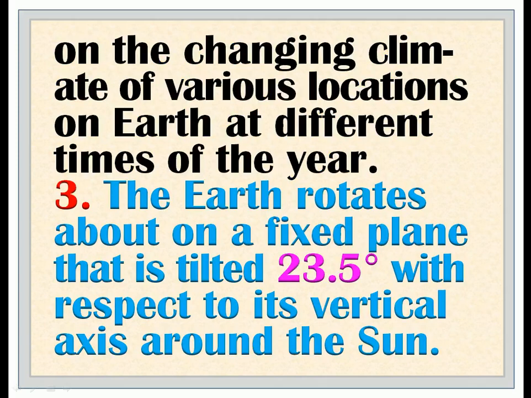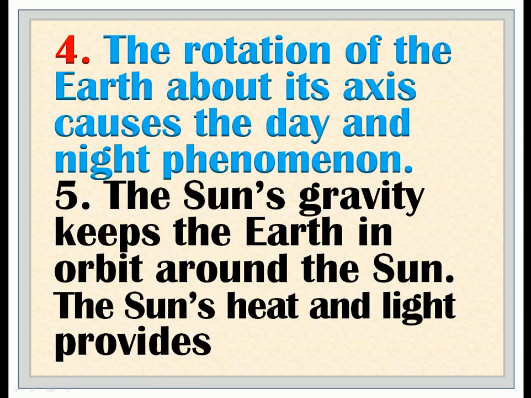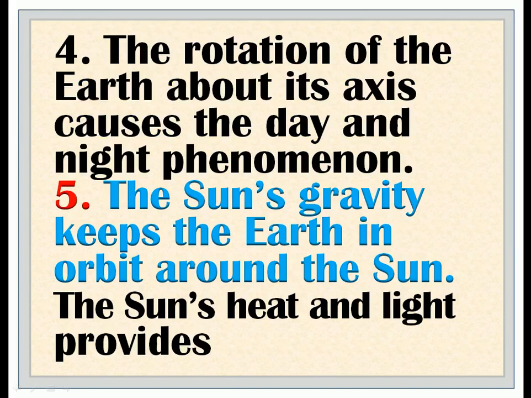3. The Earth rotates on a fixed plane that is tilted 23.5 degrees with respect to its vertical axis around the Sun. 4. The rotation of the Earth about its axis causes the day and night phenomenon. 5. The Sun's gravity keeps the Earth in orbit around the Sun.